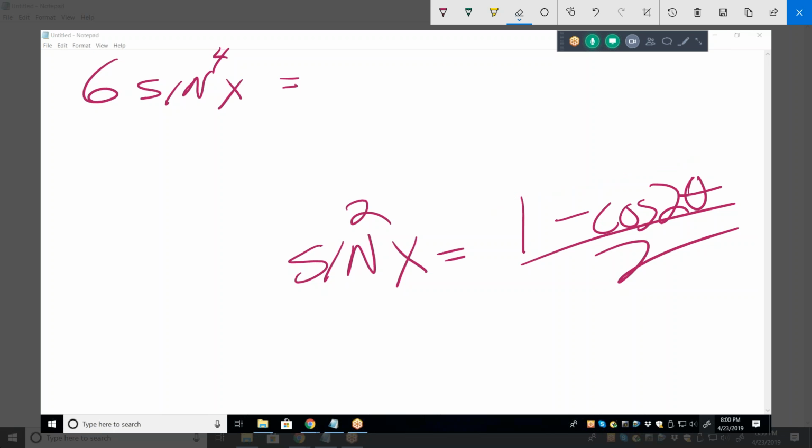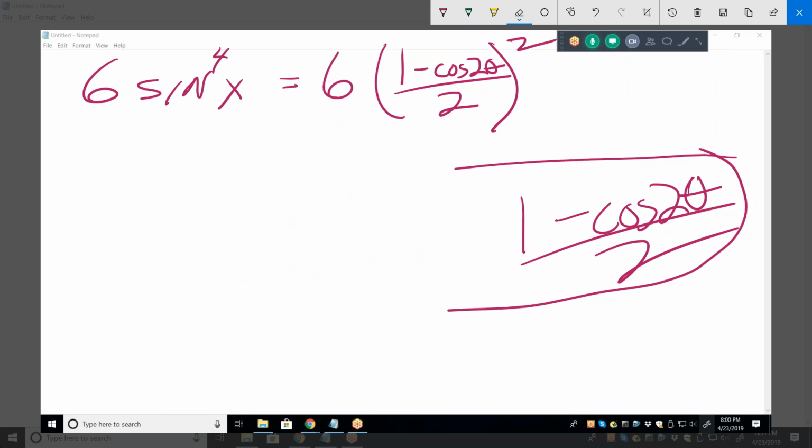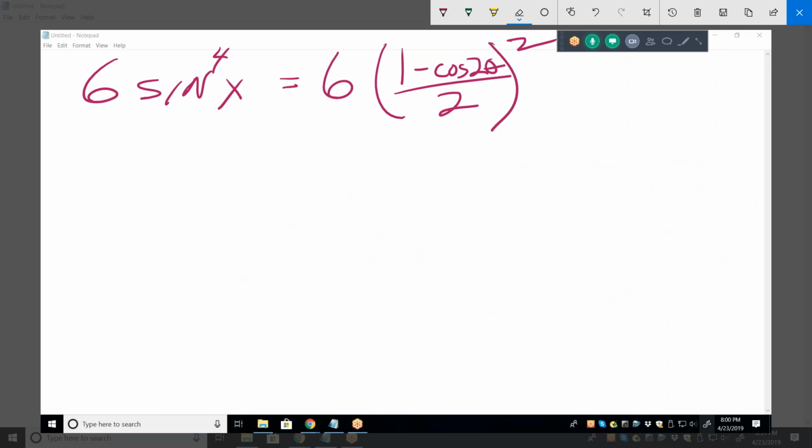So if this is an identity, what is 6 sine to the 4th of x equal to? Isn't it 6 times 1 minus cosine 2 theta over 2, squared? Yeah, precisely. Now, I don't know if they want you to simplify that further or not, do they? Do you have answers on these by chance? Why don't you go ahead and look up the answer and let's see if they want us to simplify it, because that's really the only way to know. They probably do, the more I think about it.